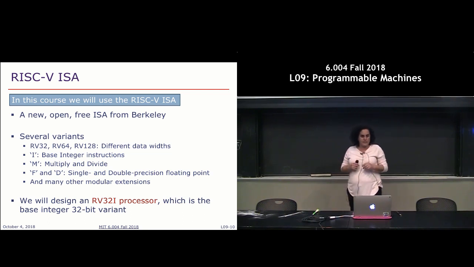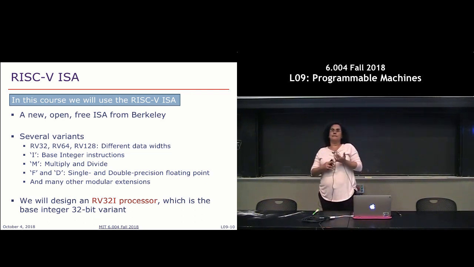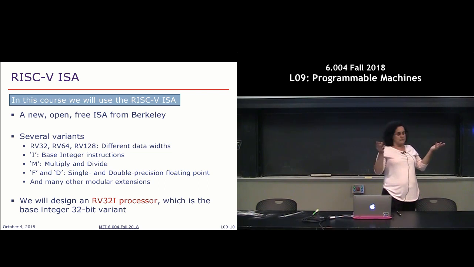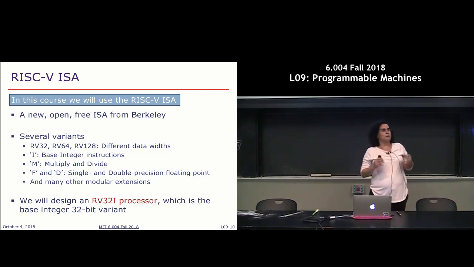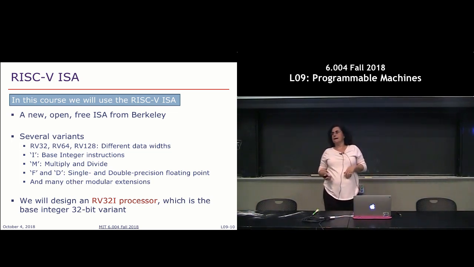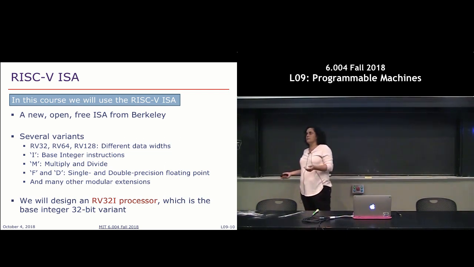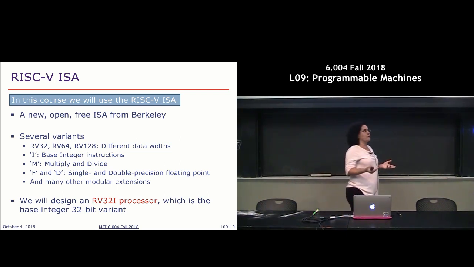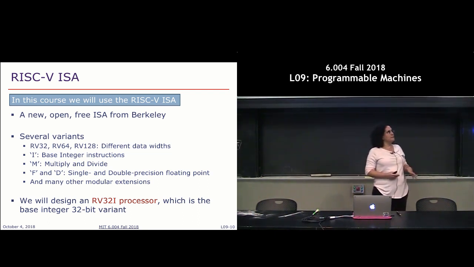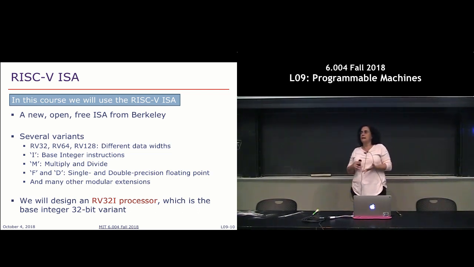The RISC-V as a whole supports different data widths. For example, it can support 32-bit, 64-bit, or 128-bit wide values in the processor. It's got your basic integer operations, and then it's got some extensions, which are things like additional support for multiply or divide operations, or additional support for floating point operations, and so on. But for this course, we're going to focus on the simple RV32I, which is the 32-bit integer-based RISC-V processor.